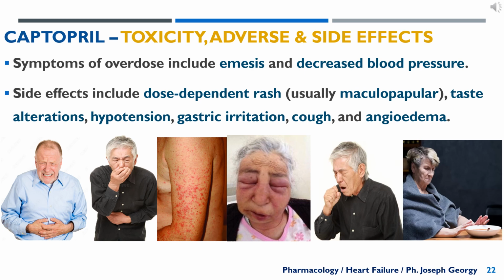Okay, what about toxicity, adverse and side effects of this drug? Actually, symptoms of overdose include emesis and decreased blood pressure. Side effects include dose-dependent rash, usually maculopapular, taste alterations, hypotension, gastric irritation, cough, and angioedema.